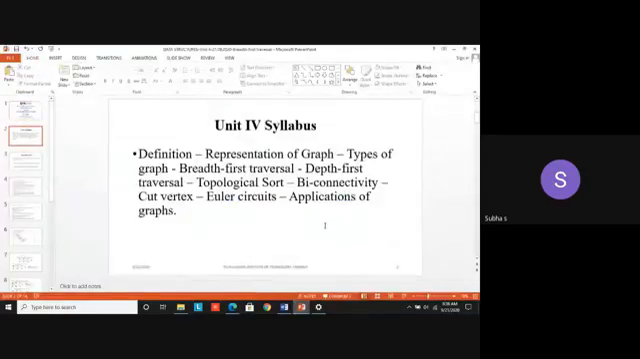So this is your syllabus regarding the fourth unit. I thought of mentioning it in the first class itself. Anyway, look at it. First we saw the definition, that is basic terminologies in the graph structure, then the representation of graph, types of graph, then two techniques, breadth first traversal, depth first traversal, topological sorting, biconnectivity, cut vertex, Euler's circuit, and the last is the applications of graph. Simultaneously, we are seeing the last topic so far by watching the videos and all.